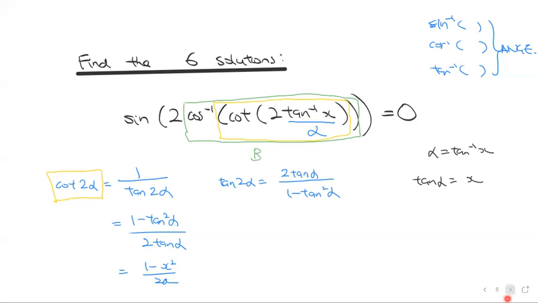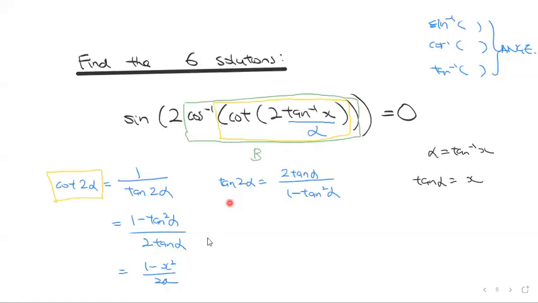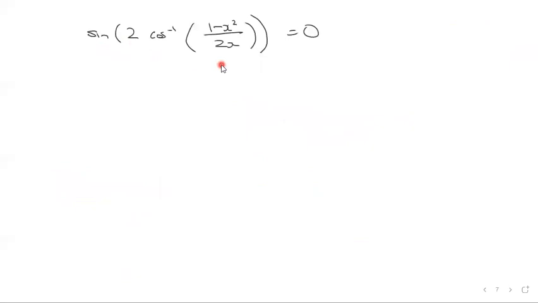Let's now rewrite this on the next page. And we've got sine of 2 times cos inverse of, well, cotangent of that we said was simply 1 minus x squared over 2x, equals 0. Confirm, 1 minus x squared over 2x, that was the yellow part. So we've got a sine 2 cos inverse outside, and that equals 0. Now keep in mind, we said the cos inverse of this was beta, so I'm going to treat that as beta.